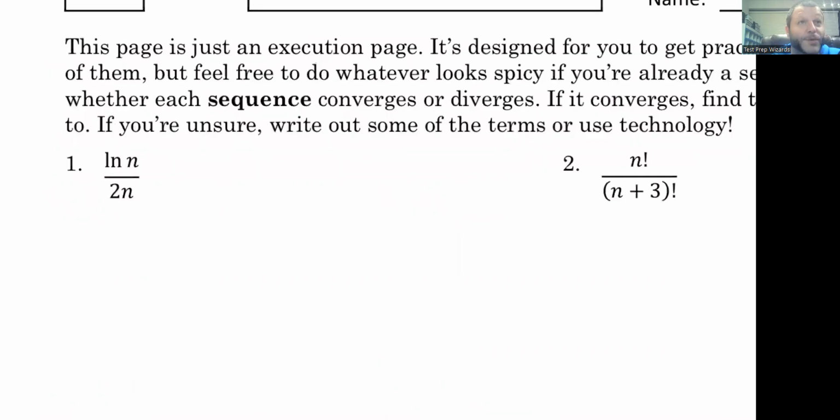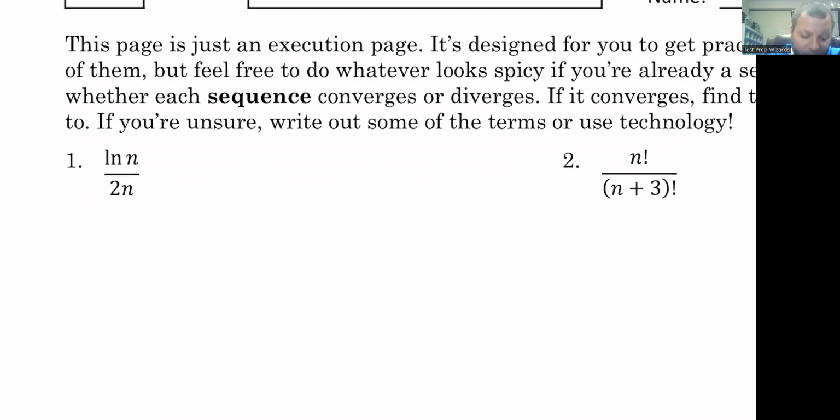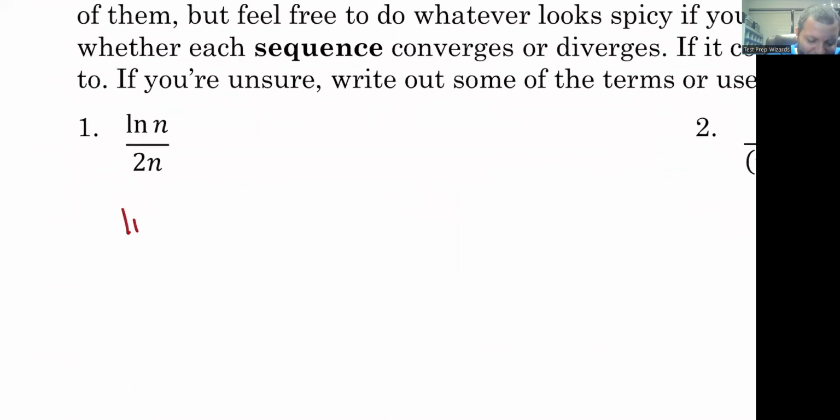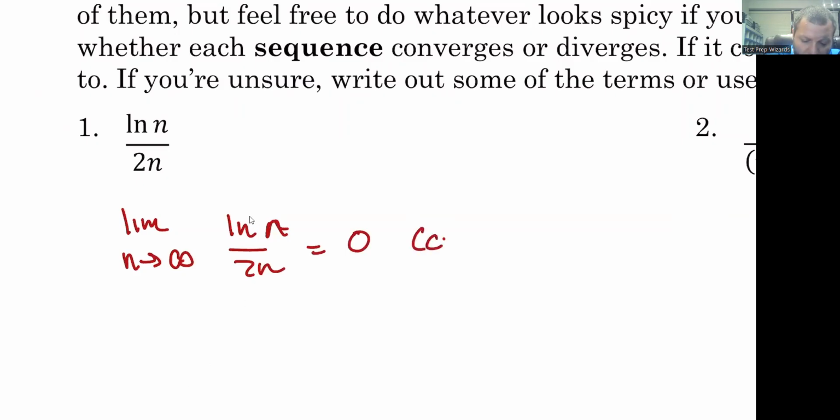So all we need to do to see whether a sequence converges is take the limit as n goes off towards infinity. So if we take the limit as n approaches infinity of the natural log of n over 2n, right? So we know that 2n increases faster than natural log of n does. This is going to be 0. So this sequence will converge.